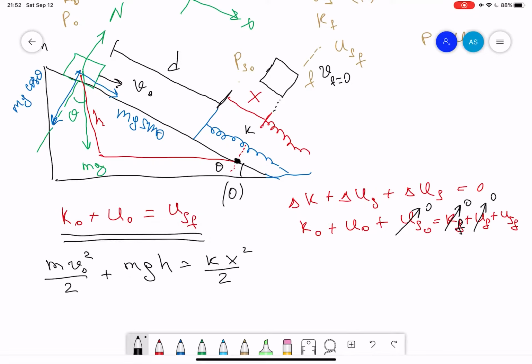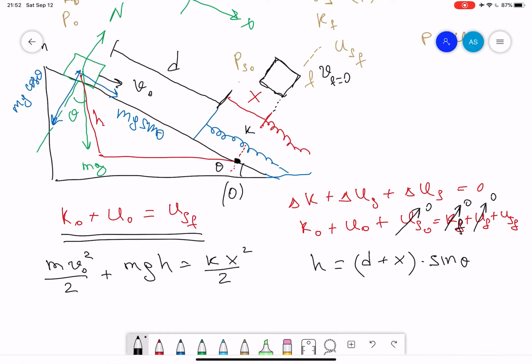We know that h is equal to d plus x, because this is the distance where finally it will be stopped. It will be stopped, as I said, just here. So that means d plus x multiplied by the sine theta. You take the hypotenuse, multiply by the angle, and you will get the opposite.